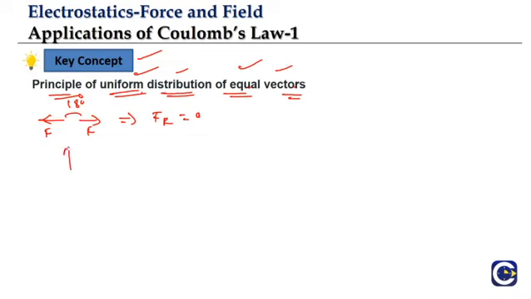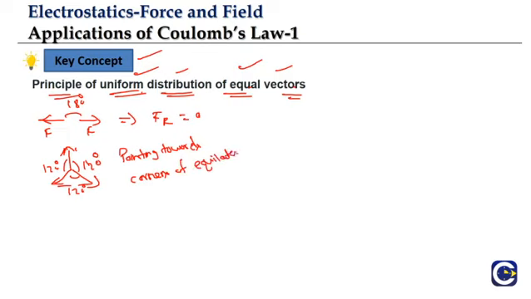Say, for example, we have three equal vectors. How do we uniformly distribute them in such a way that the angles are 120 between them? In this case we can see as if they are pointing towards the corners of an equilateral triangle. Then the resultant of these three forces in this case will be 0. If we have 4 equal vectors, they are pointing to the corners of a square, then the resultant is 0.